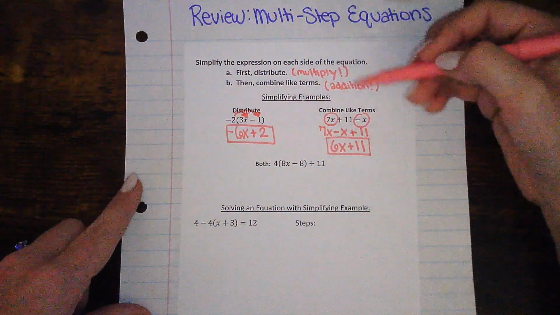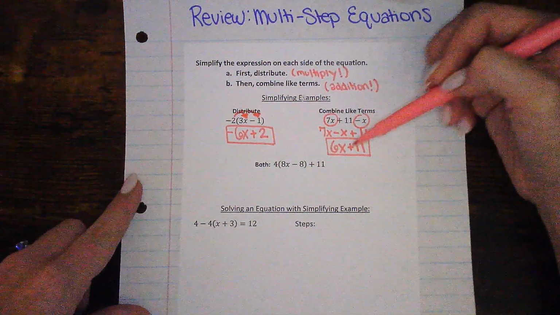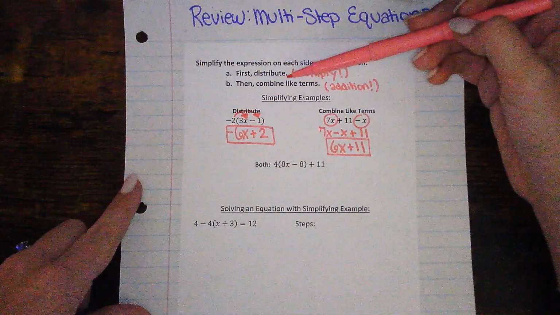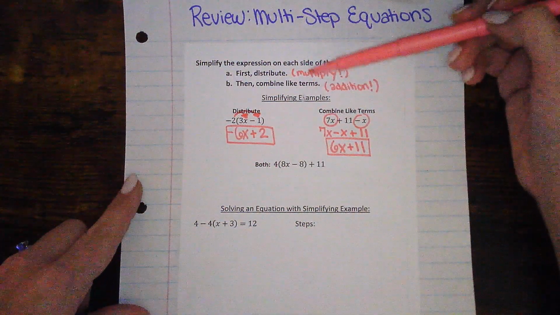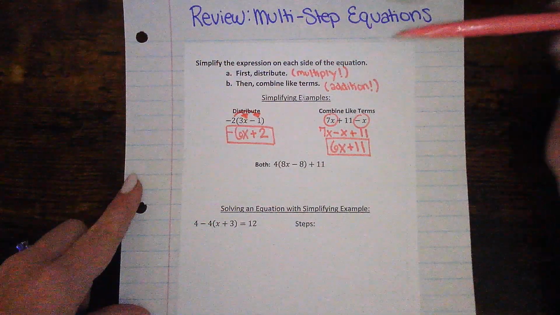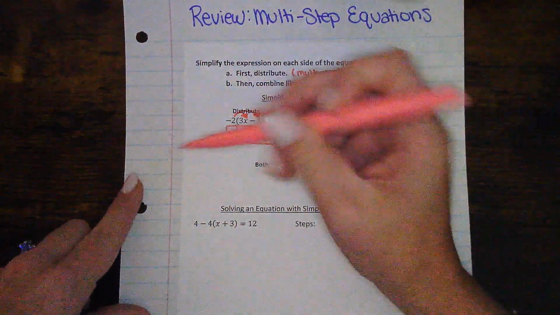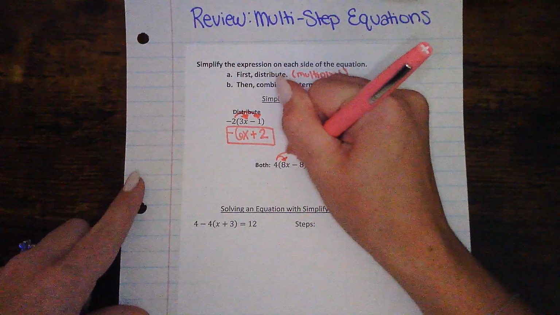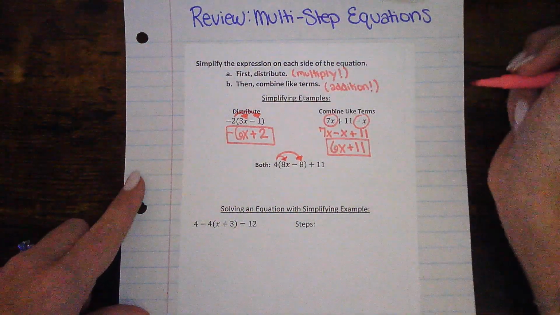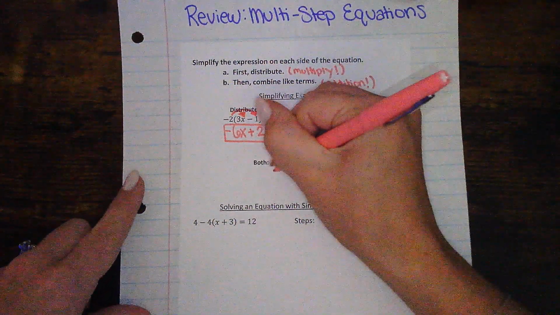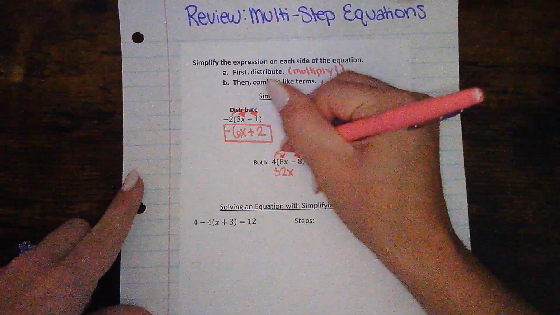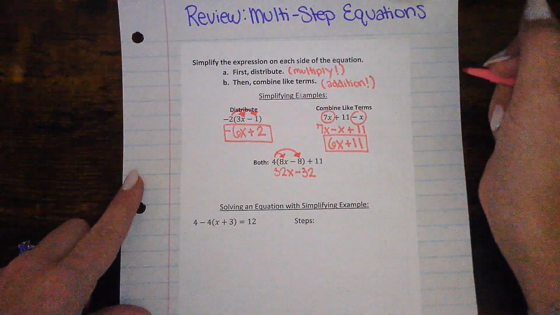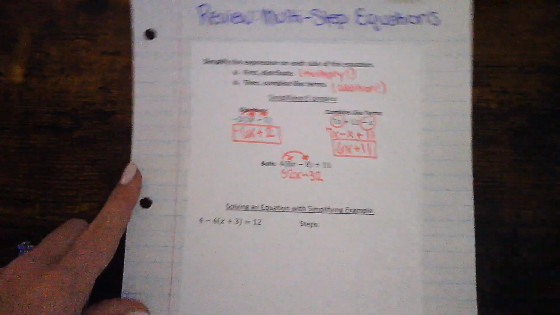Here's an example where you have to do both. You have to distribute and you have to combine like terms. Remember, when you have to do both, you want to make sure that you're distributing first and combining like terms afterwards. That's the order of operations. We multiply before we add. So I'm going to start by distributing the 4 to the 8x and to the -8, both things inside parentheses. 4 times 8x is 32x, and 4 times -8 is -32. Then I'm going to drop down the plus 11.